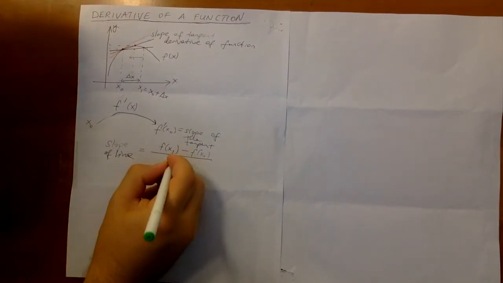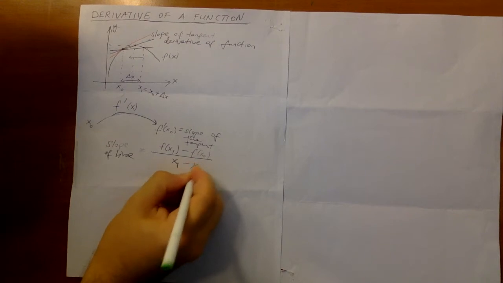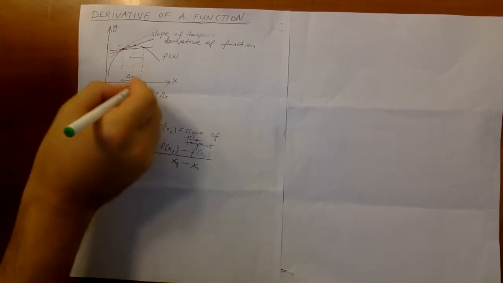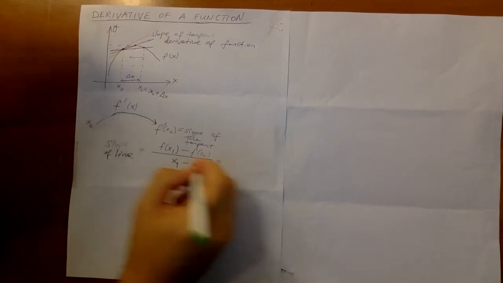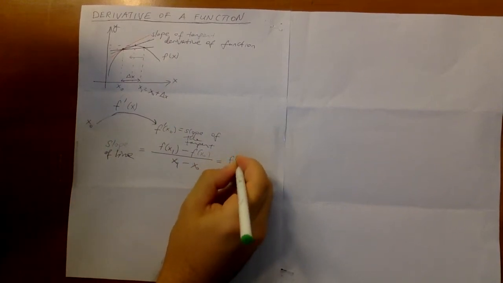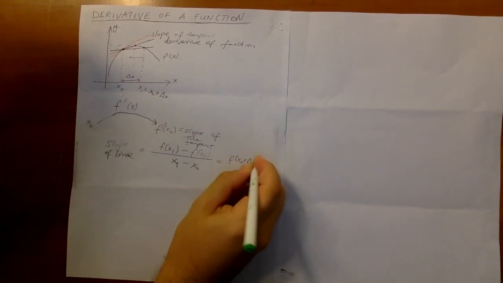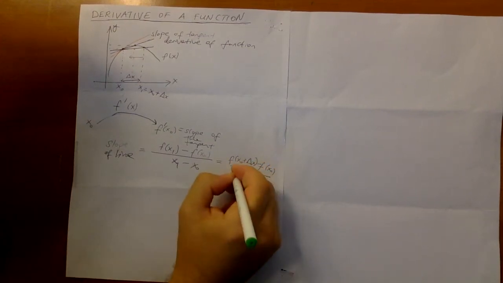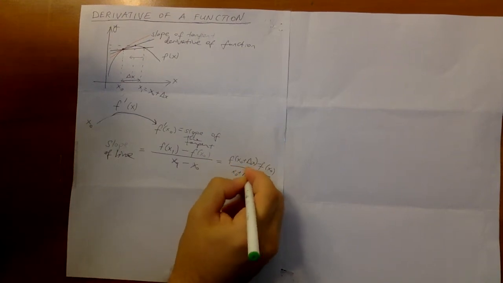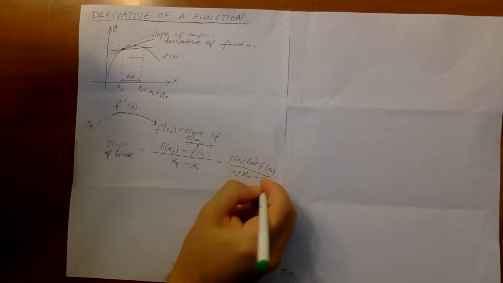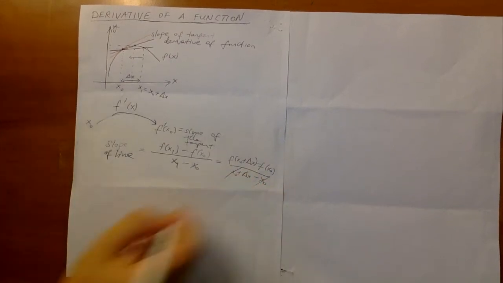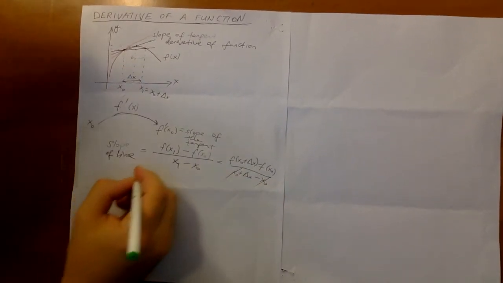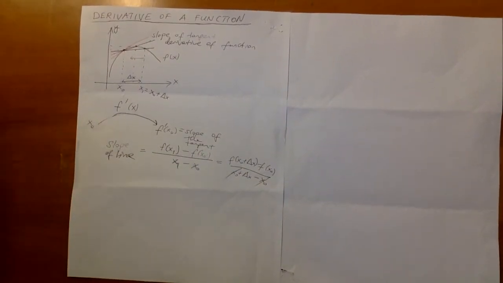We can insert, instead of x1, x0 plus delta x. So it becomes f of x0 plus delta x minus f of x0, divided by x0 plus delta x minus x0. The x0's cancel. We have just delta x as the difference of x. So this is the slope of the line.